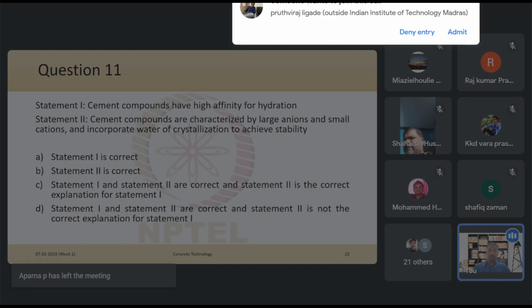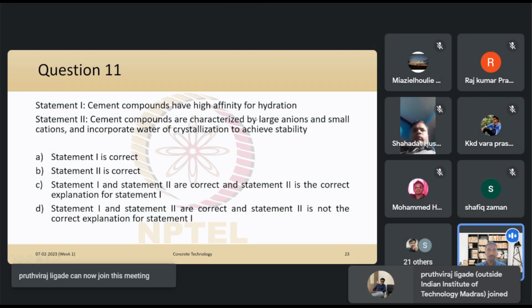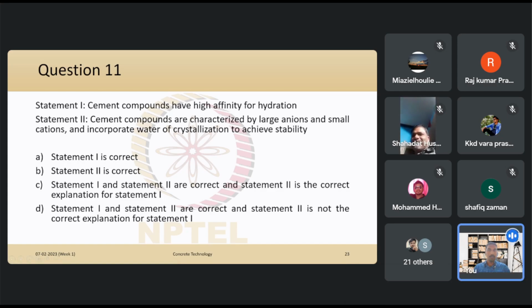So by themselves they are not stable because of this size difference, and therefore if they have to become stable, the size difference has to be reduced, and that is happening when water comes in contact and hydration takes place. So the water is incorporated into these compounds, right? That's what we call the water of crystallization. And by incorporating this water of crystallization, the size difference between the anions and the cations is reduced.